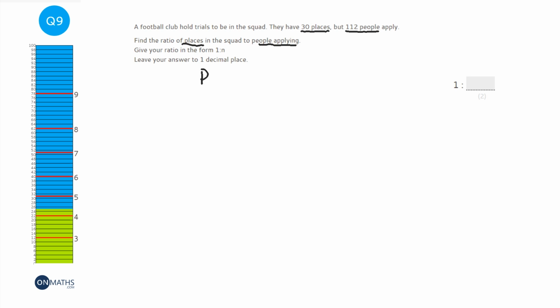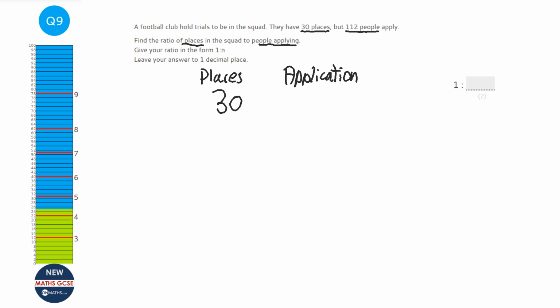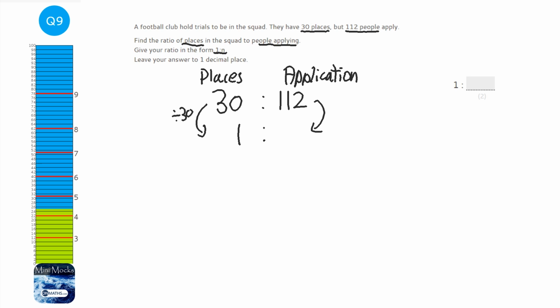So if we have places and applications, we've got 30 places, and there's 112 people applying. Now it says it wants it in the form 1 to something, so we know we need to make this 1. And we do that by dividing both sides by 30.